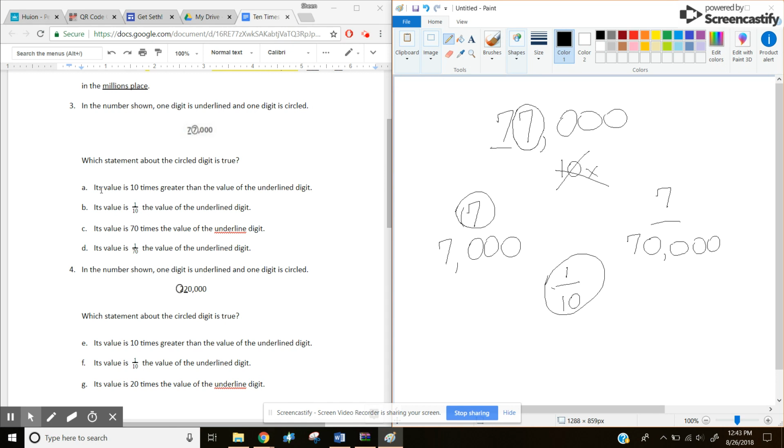A, the value of the circled digit is 10 times greater. Nope. B, the circled digit is 1/10 the value of the underlined. Yes. C, the value is 70 times the value of the underlined digit. No. We don't have any 70 times here. And same goes for D. We don't have 1/70th here. We have 1/10. So our answer is B.